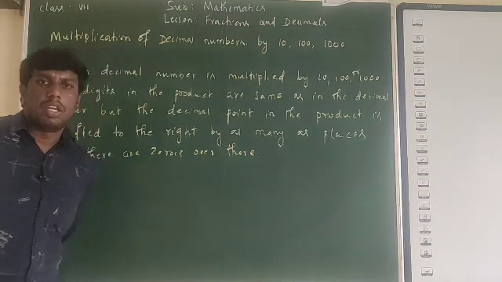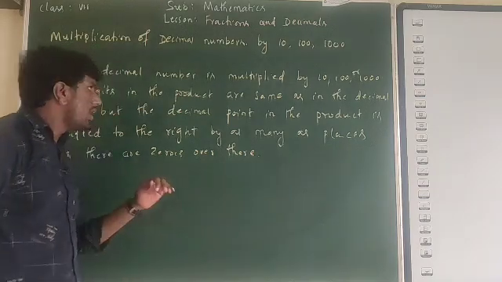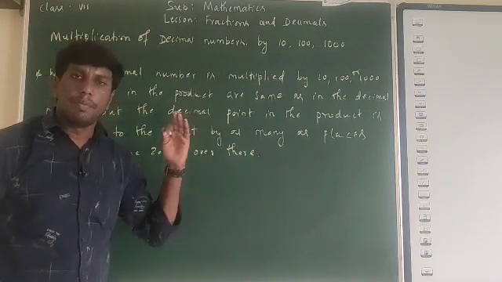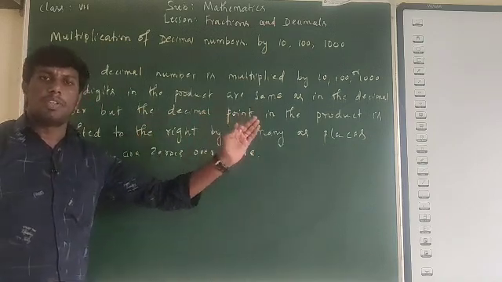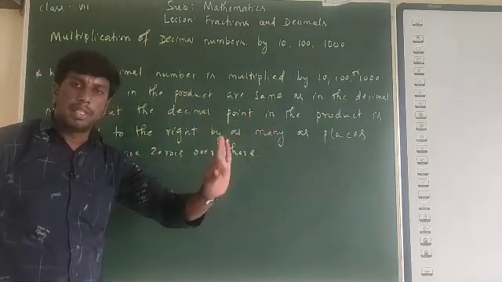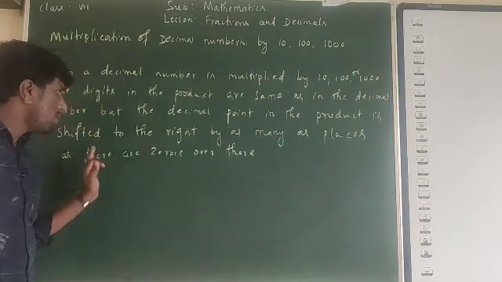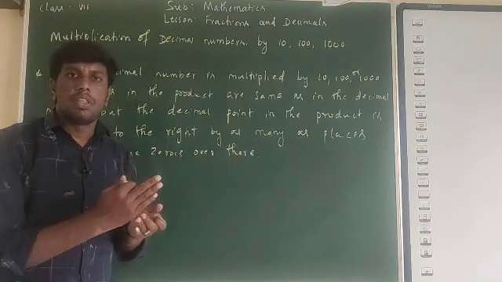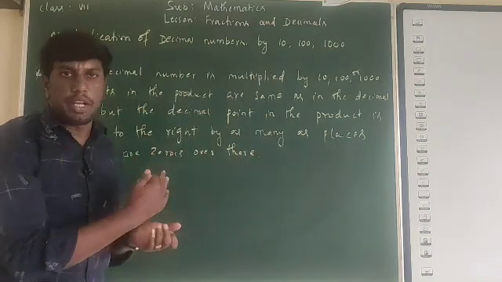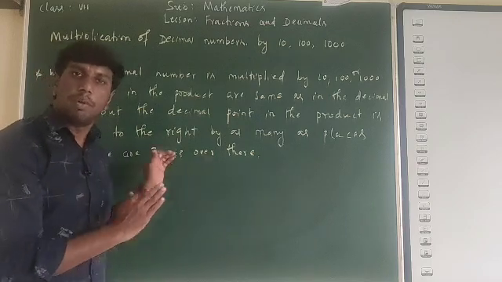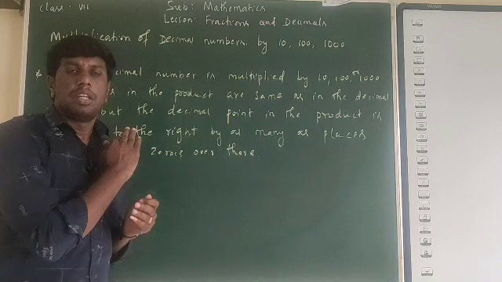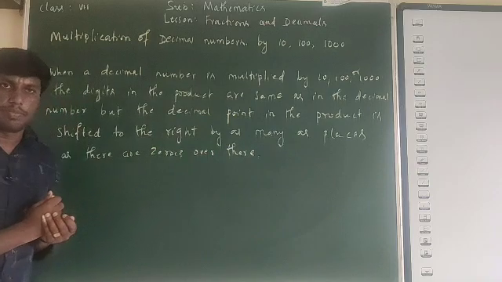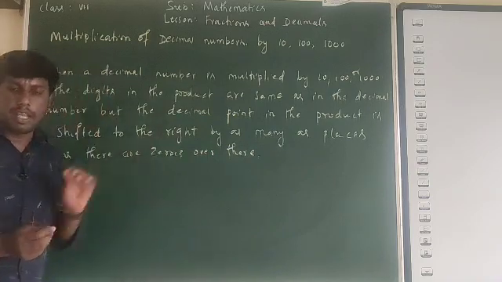What is the condition? Digits will not change. Digits of the product are also same as the decimal number, but the decimal point will be shifted to the right side as many places as the number of zeros over there. How many zeros there are, that many places the decimal point will be shifted right side. You need to remember that it is right side while multiplying. I have given the examples also.